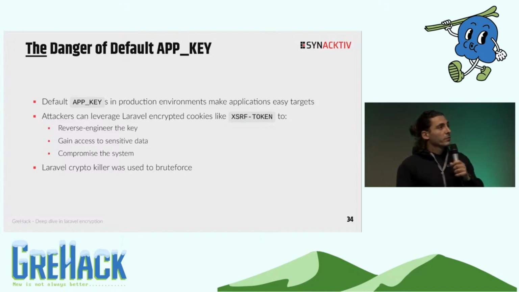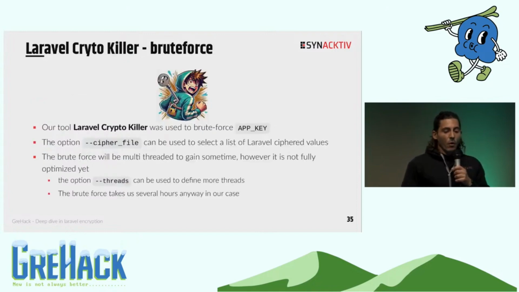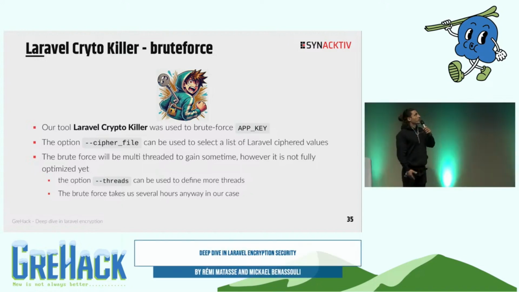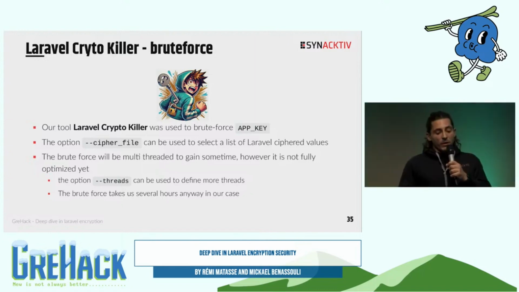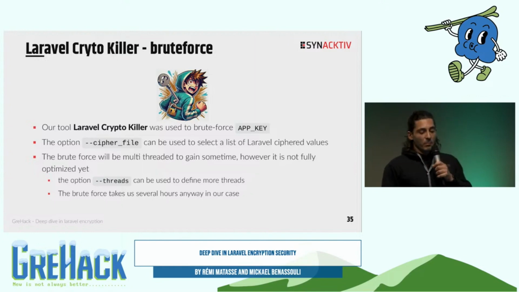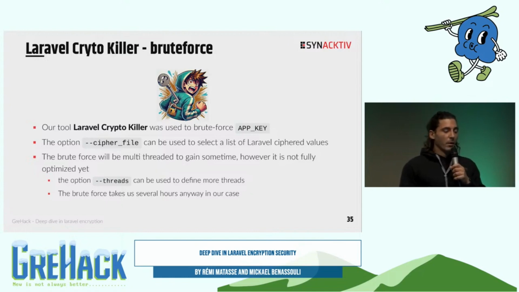And that's the purpose of Laravel Crypto Killer: to use the brute force method. With Laravel Crypto Killer, you can use it to brute force the app key. You can use it with the option cipher file, which can be used to select a Laravel cipher value. The brute force can be multi-threaded to optimize your decryption, but it's not a dedicated brute force tool, so it can be more optimized at this time. But you can use threads to brute force it.